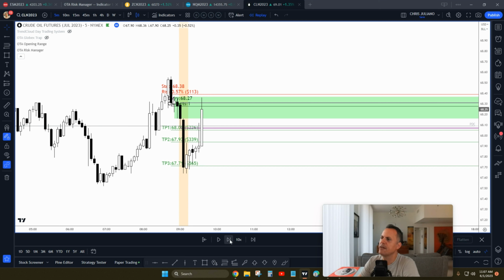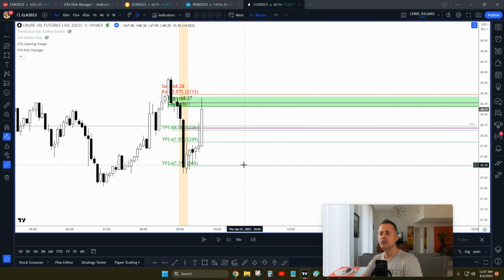Pulls right in there, hits that proximal entry. And remember, we're doing this now. Pretty scary, right? That came back pretty rapidly. You're like, looks like it's going to stop me out, but it held. You don't know what's going to happen.